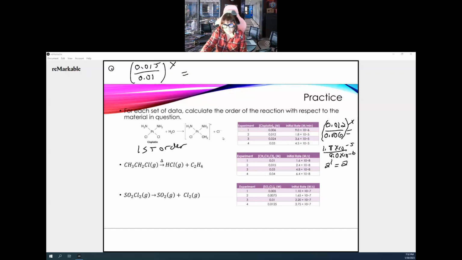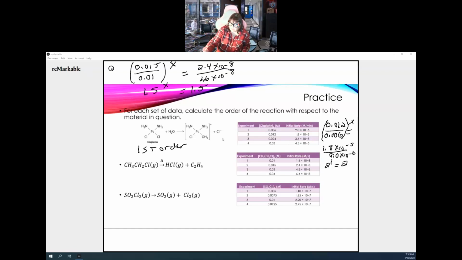Solving for that exponent, the x. So that's equal to 2.4 times 10 to the minus 8th over 1.6 times 10 to the minus 8th. Okay, so happy math there, 0.015 divided by 0.01 gives me 1.5, and that's raised to some exponent. And we have our 2.4 times 10 to the minus 8th divided by 1.6 times 10 to the minus 8th, and that is also 1.5. And so since 1.5 is 1.5, it's also first order.